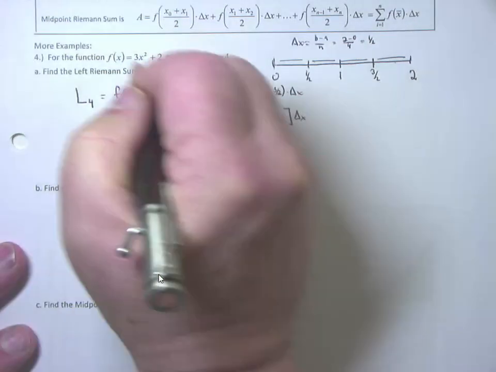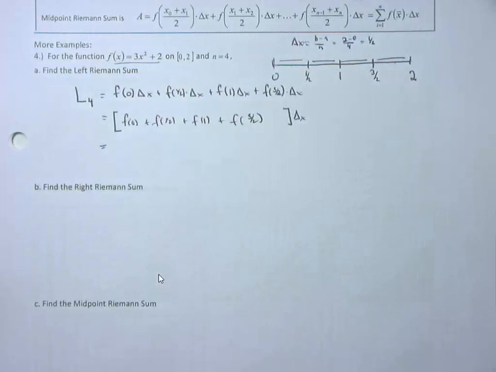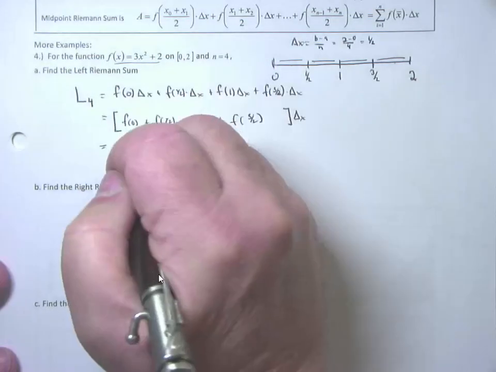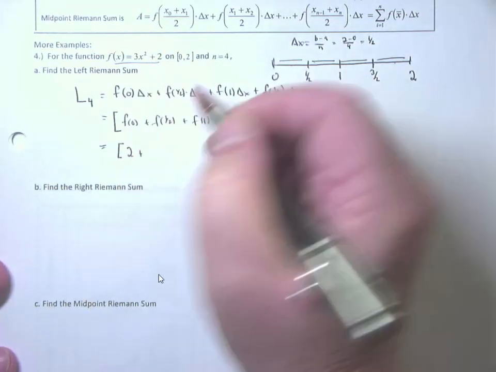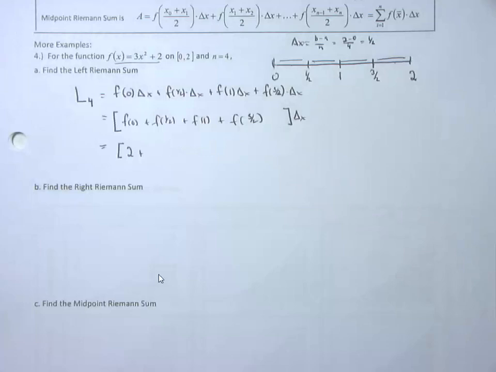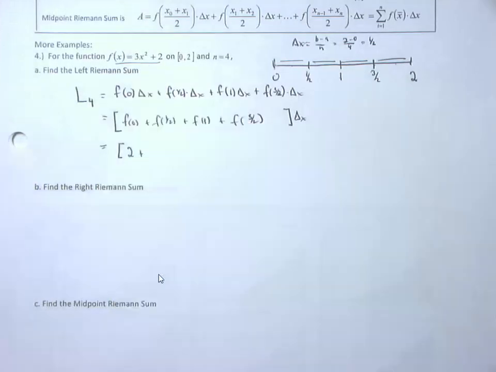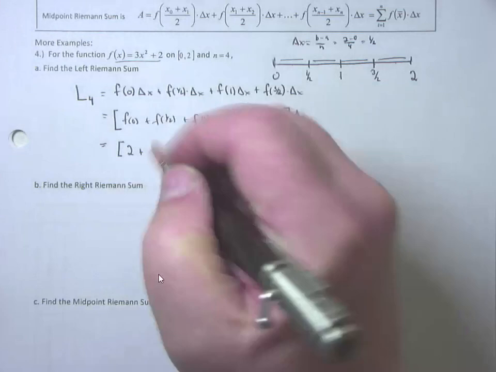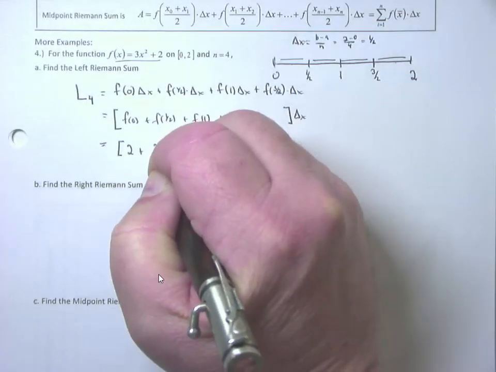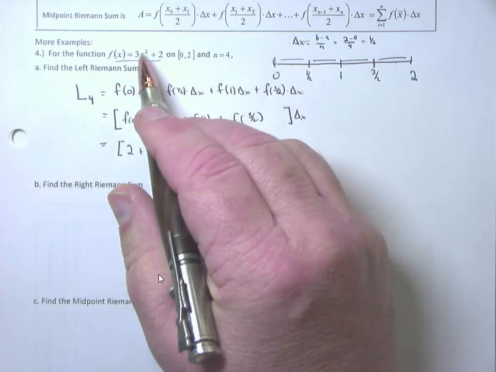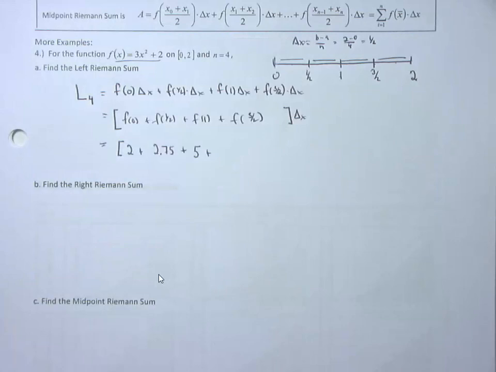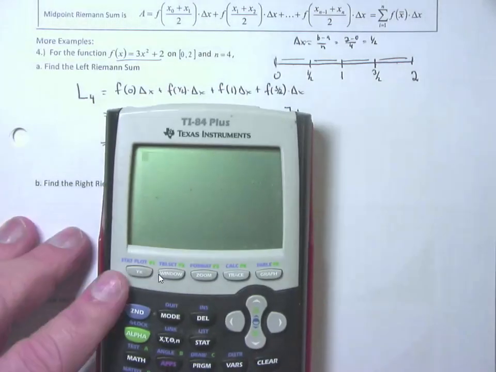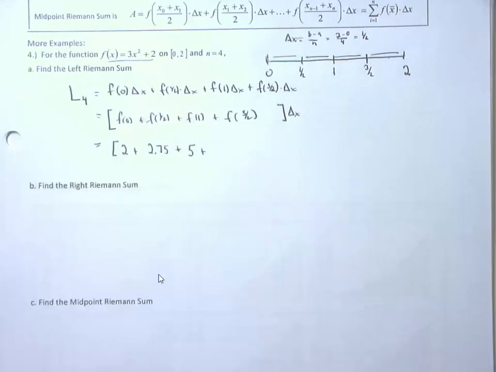Now, my function is 3x squared plus 2. So when I plug in 0, I don't need a calculator for that. 0 squared is 0, times 3 is 0, plus 2 is 2, plus plugging in a half. A half squared is a fourth, times 3 is 3 fourths, which is 0.75, plus 2. That gives me 2.75. Plus plugging in 1: 1 squared is 1, times 3 is 3, plus 2 is 5, plus 1 and a half. I'll use the calculator on that one. That'll be 3 times 3 halves squared plus 2, and I get 8.75.